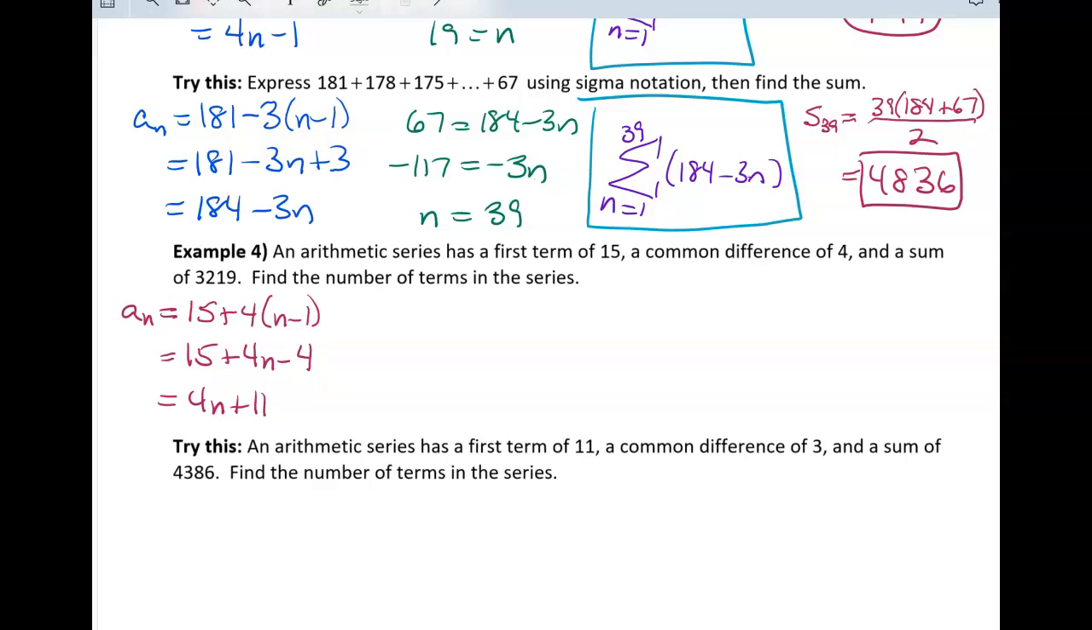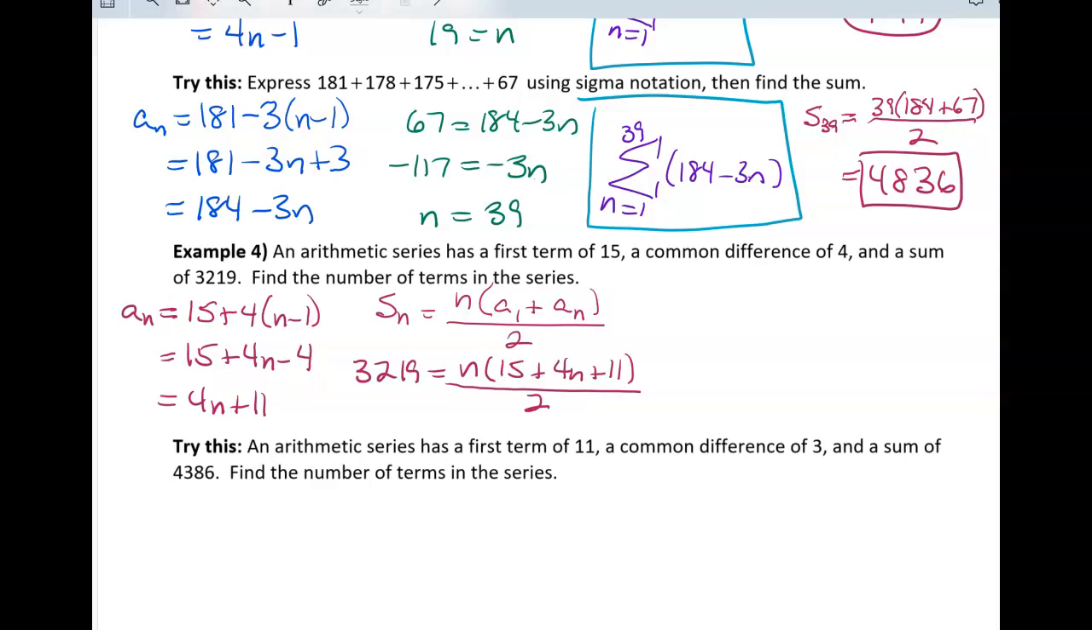Now, what we don't know is the number of terms. But the partial sum formula tells us that S sub n is n times a sub 1 plus a sub n over 2. So we know the sum is 3219. And we know a sub 1 is 15. We also know a sub n, which we just found the formula for, is 4n plus 11, divided by 2.